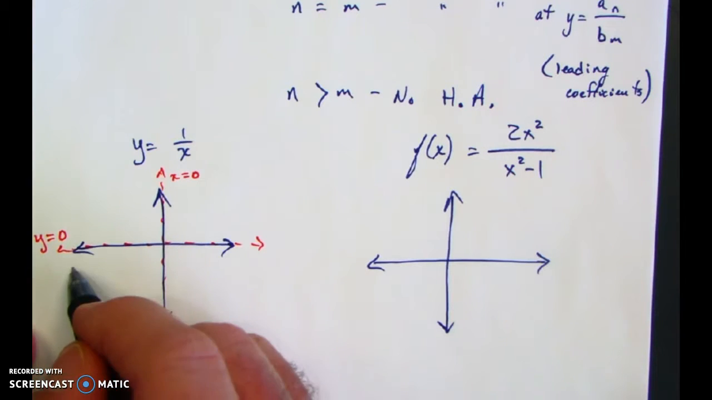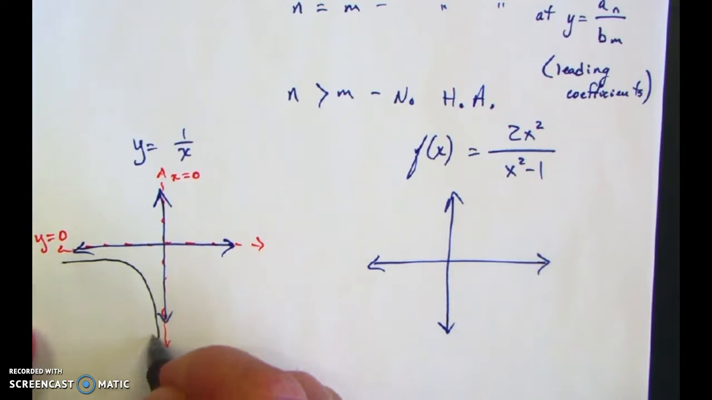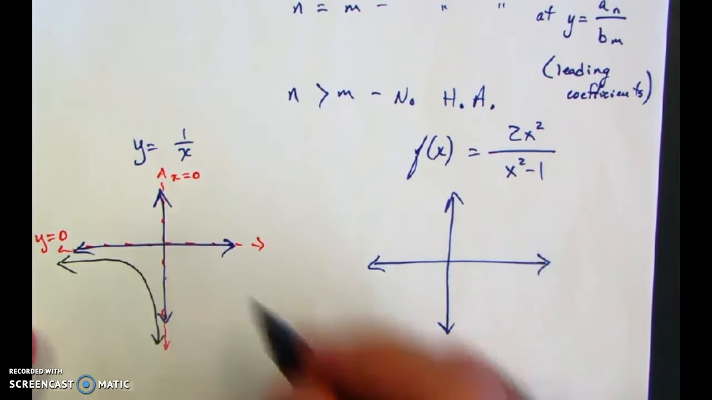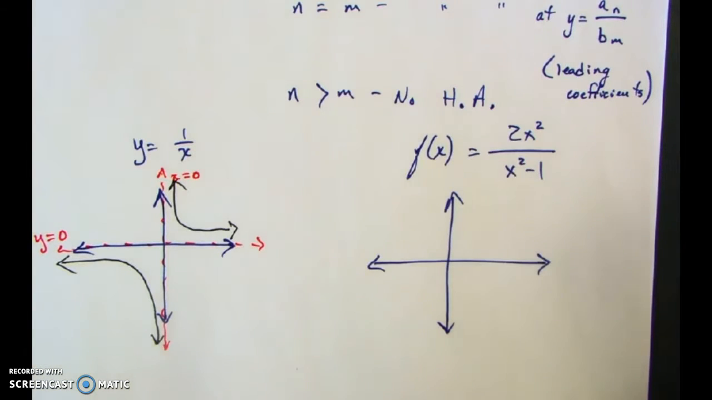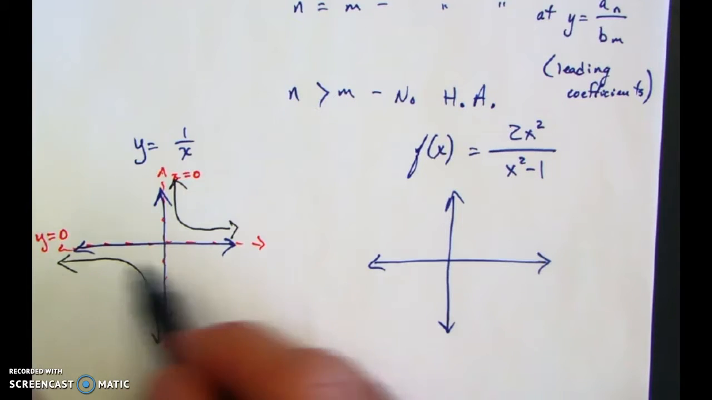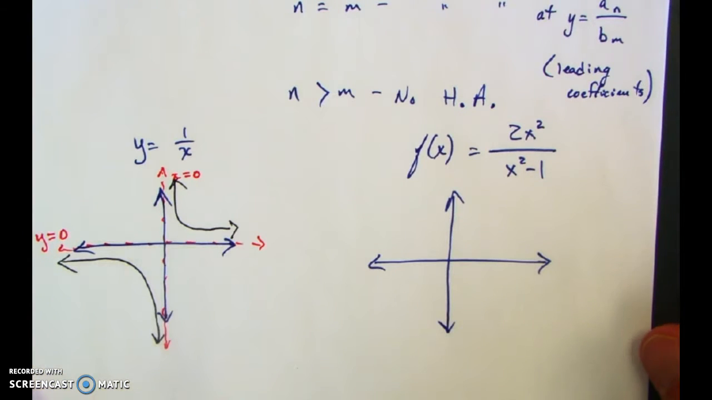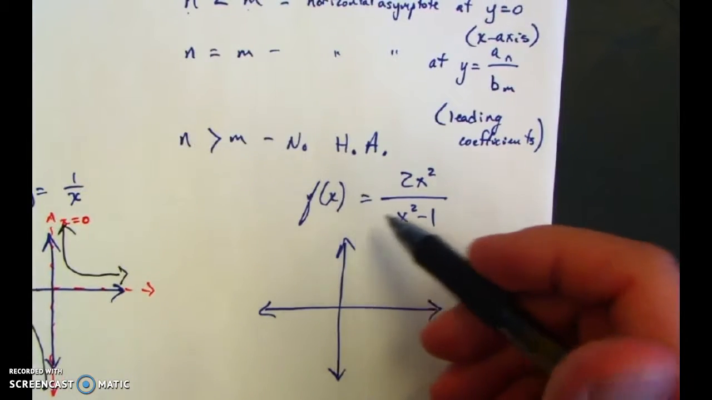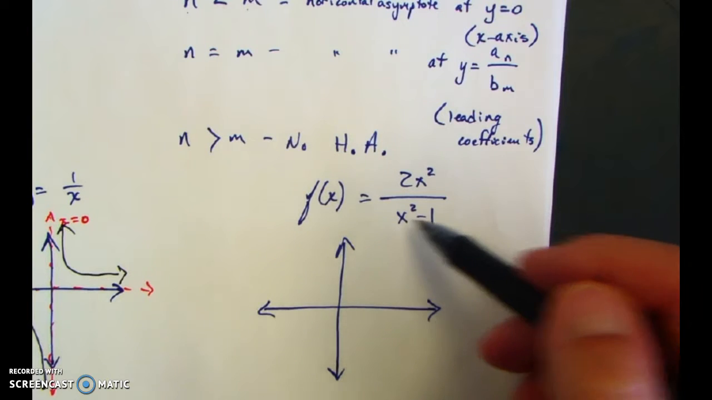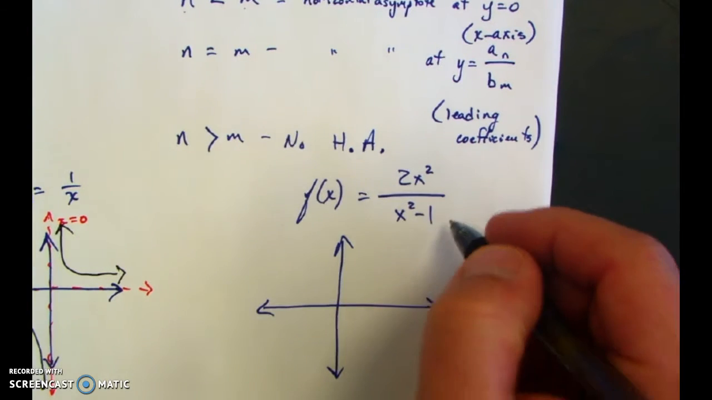So because of these asymptotes, a rough sketch of this graph is going to look like this, where I'm going to have the values, everything in the third quadrant, everything in the first quadrant, approaching but never touching the x and y axis. Now over here we have f of x equals 2x squared over x squared minus 1.